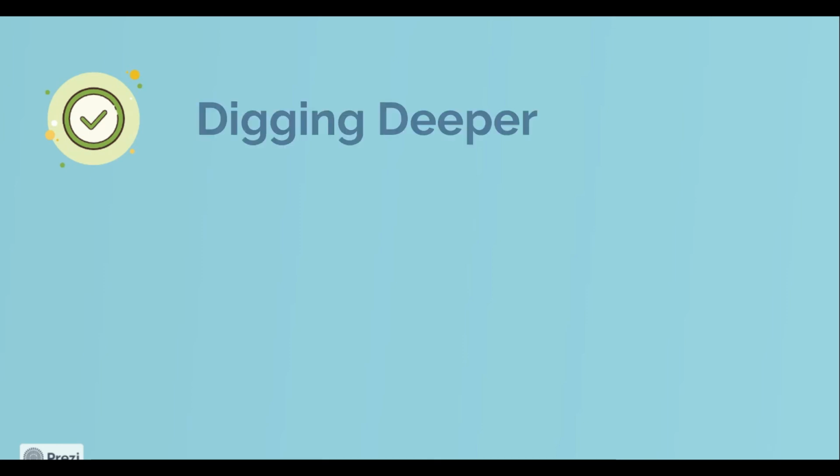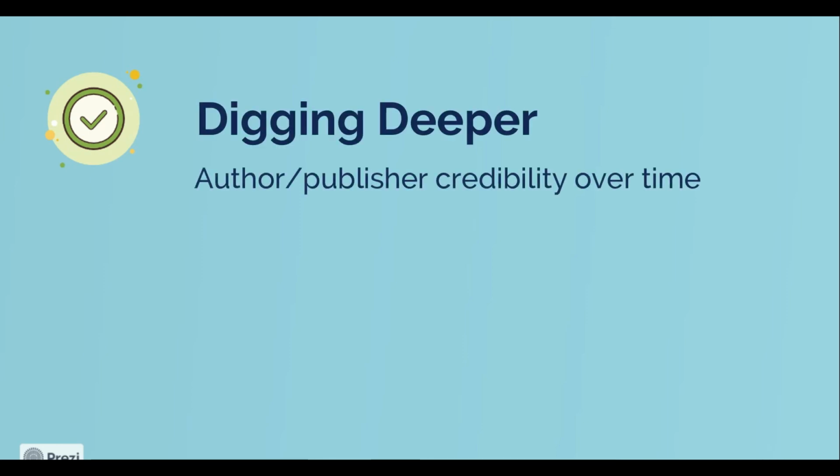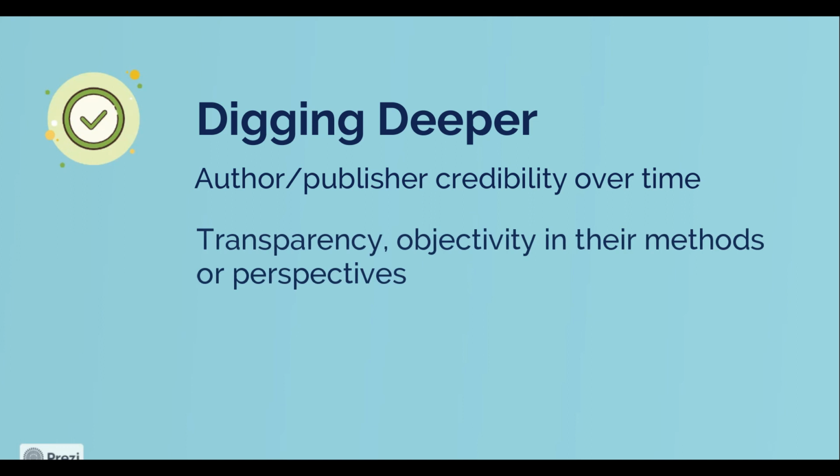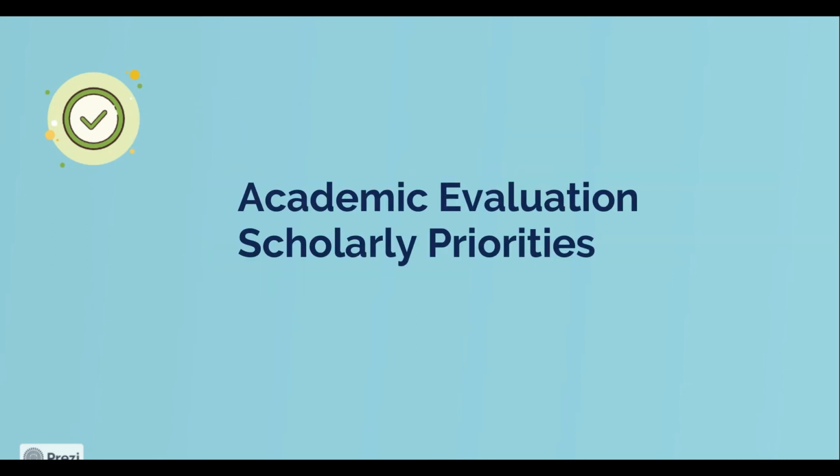To really dig deep in our evaluations, we should also ask more complex questions like, is the reputation of this author or publisher still reliable? You may have to look for when this article was published versus current news about the source. You may also ask, is this article honest about its shortcomings or gaps? You can assess that by looking for a limitations section or whether they acknowledge opposing viewpoints. In the end, academic type evaluation is just a matter of looking out for sources with scholarly priorities.